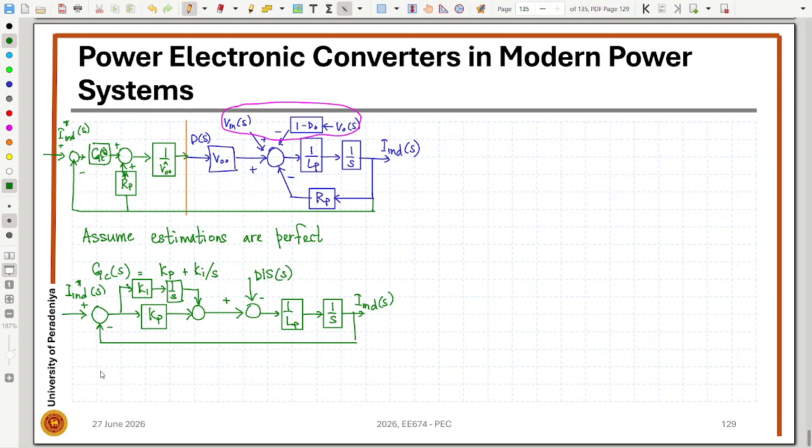so similar to the earlier case, we can obtain the command tracking transfer function. If you solve this one, you can end up with the same equation: Kp s plus Ki over Lp, divided by s squared plus Kp over Lp s plus Ki over Lp.